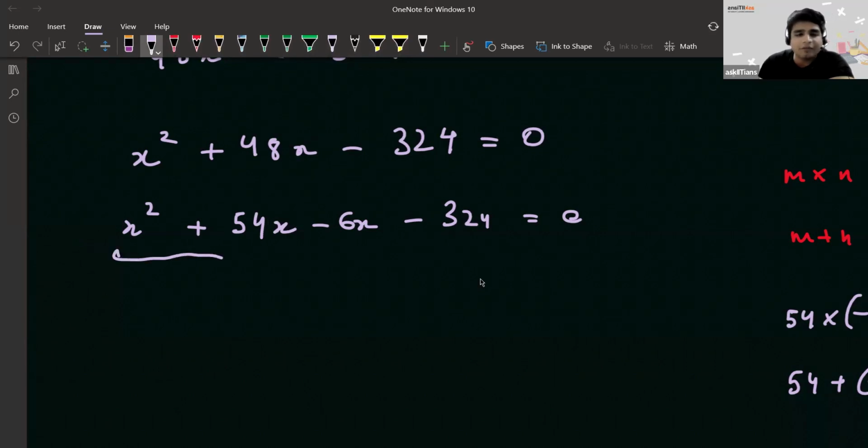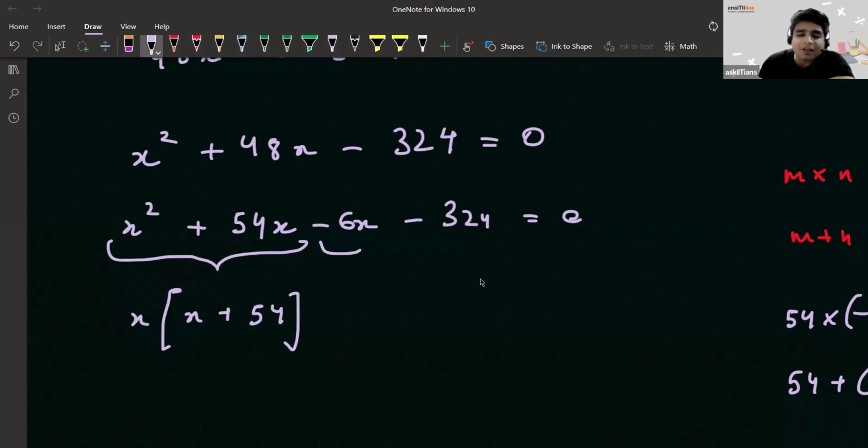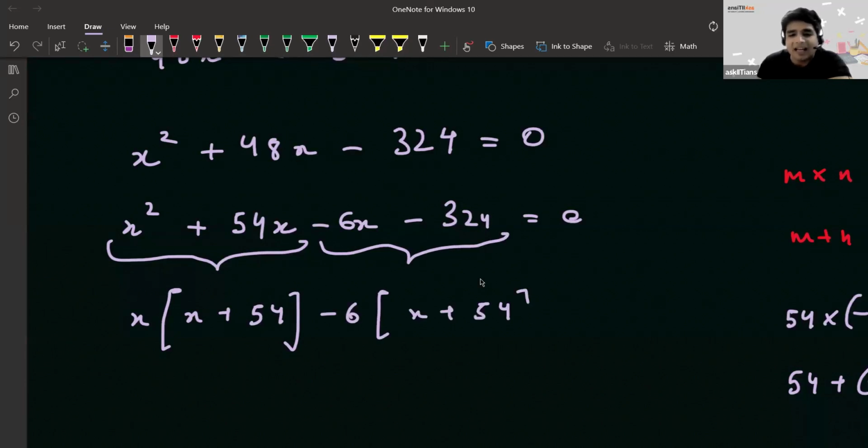So from the first two terms, I'm going to take what common, everyone? I'm going to take x common. So it is going to be x plus 54. Yes. And from the next two terms, I'm going to take minus 6 common. So it is going to be x plus 54 again is equal to 0.